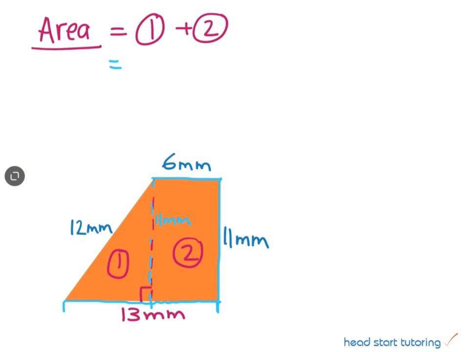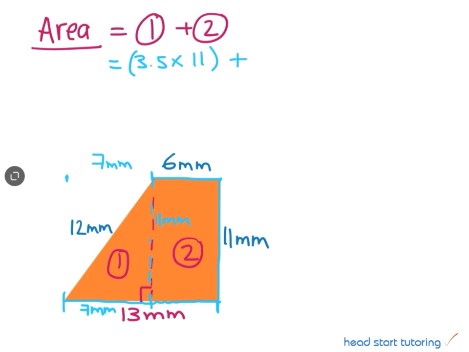So what is the difference? What is from there to there? That will be 13 minus 6, which is equal to 7 millimeters. So the base of our right-angled triangle is 7 millimeters, from there to there. Right, so now we've got half our base times our height. So what is half of 7? Half of 7 is 3.5 multiplied by our height, which is 11. And that's in millimeters. They're both in millimeters.